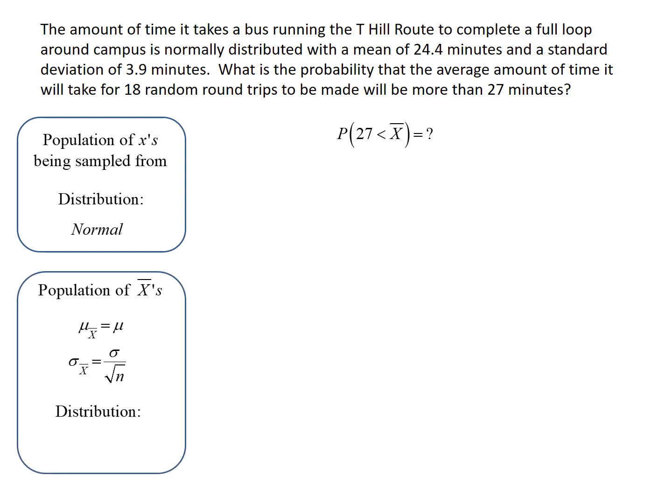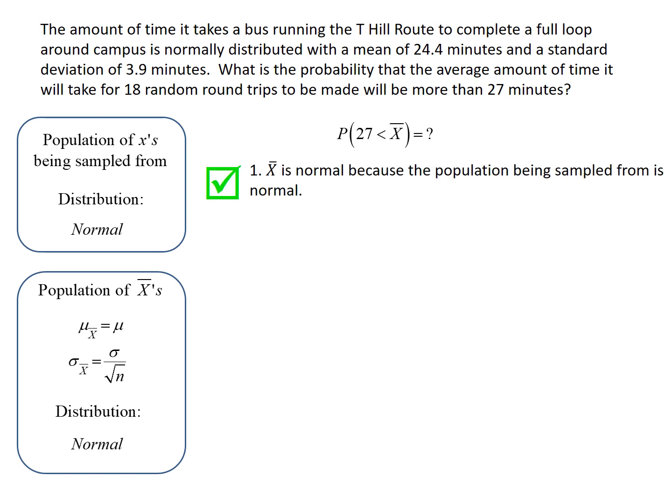We know the mean and standard deviation of x bar will be equal to the mean that was given, 24.4, and the standard deviation that was given, 3.9, divided by the square root of the sample size, 18. Okay, so we know mu and sigma for x bar. What we have to determine is the distribution of x bar, as we just talked about. X bar is normal because the population we're sampling from is normal.